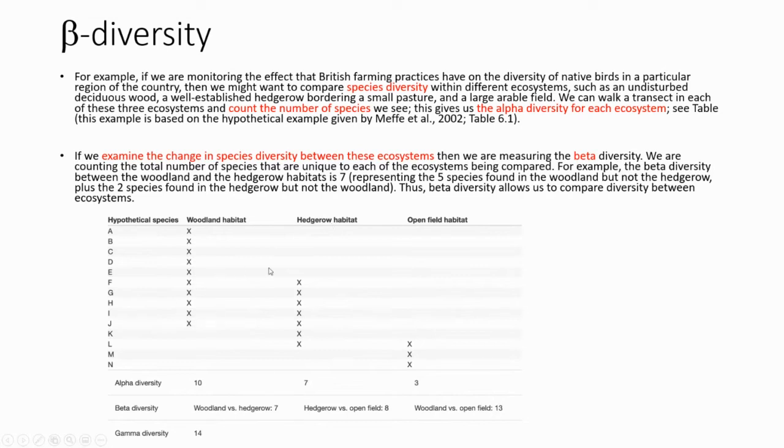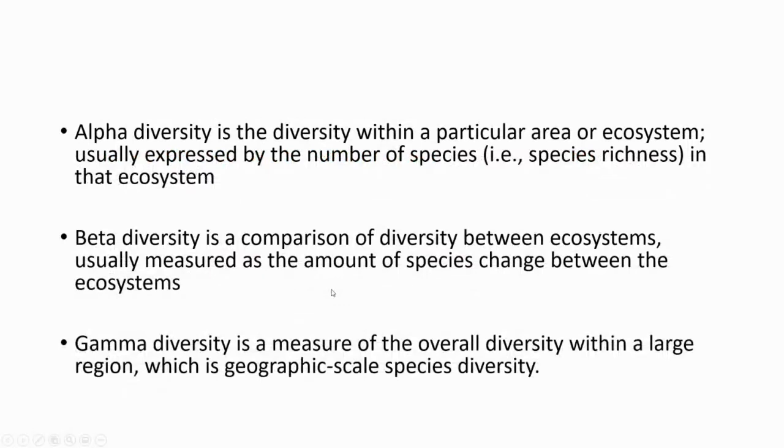So woodland versus hedgerow is 7 because these are duplicates and these are different ones. And for these two, they are different, so the total is 8. And this one versus this one, they are all different, so it's 13. So that's called beta diversity. Those are the two commonly used diversity measures.